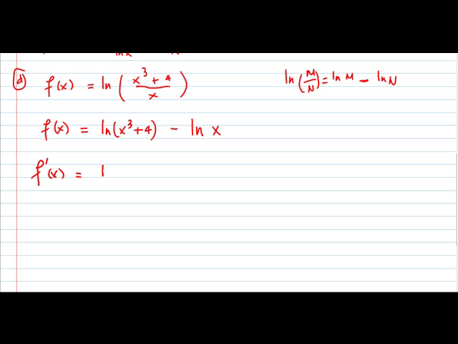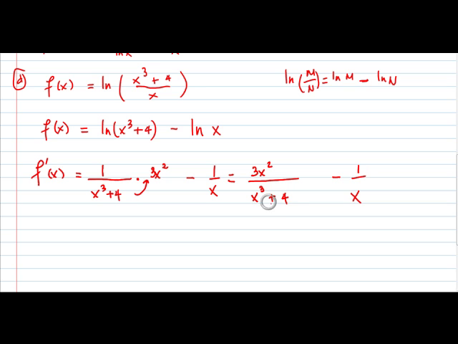So I put 1 over 3x to the cube plus 4. Because my argument here is complicated, I need to do the chain rule, so I have 3x squared. Then the 4 is 0, so we don't have to write it down. Minus 1 over x. Now we write this as 3x squared over 3x to the cube plus 4 minus 1 over x. Then now we have to simplify.